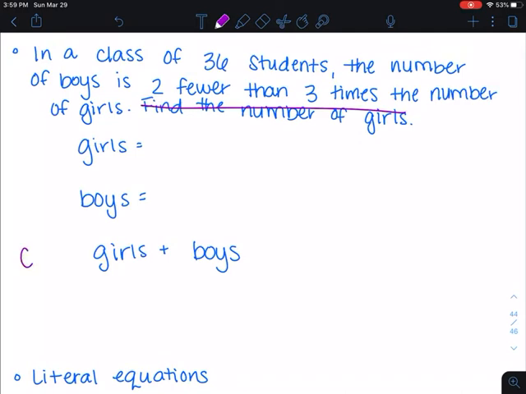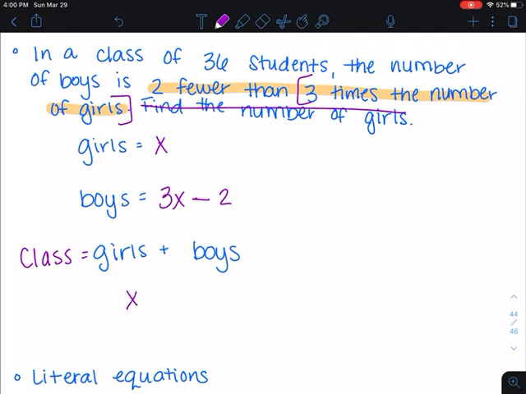So, the class of 36, the class is going to be equal to girls plus boys. Okay? So we have girls is going to be x. They tell us to use x, so girls is x. But boys is more complicated. Boys is 2 fewer than 3 times the number of girls. Alright, so we know we have 3 times the number of girls, and the number of girls is x. So we have 3x. Well, we have 2 fewer than that. So if you have 2 fewer than that, fewer means subtract, so we're going to subtract 2. So we have girls is x, boys is 3x minus 2.